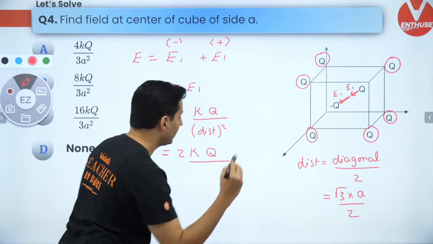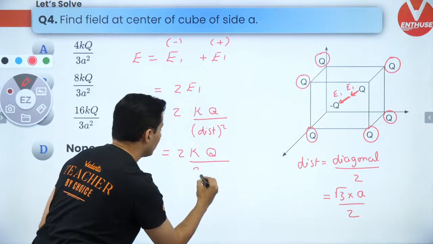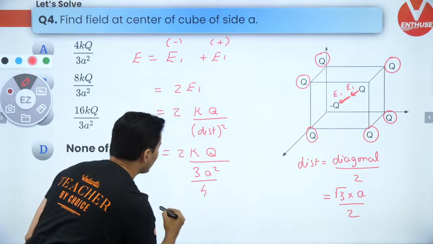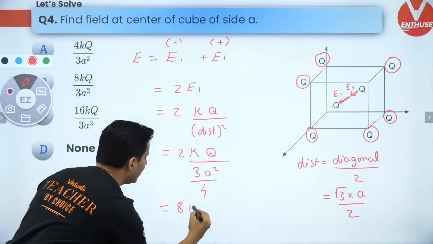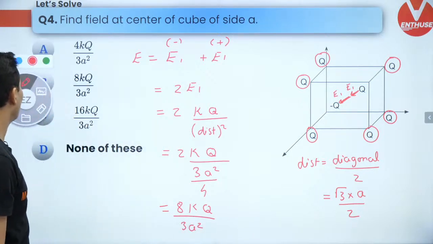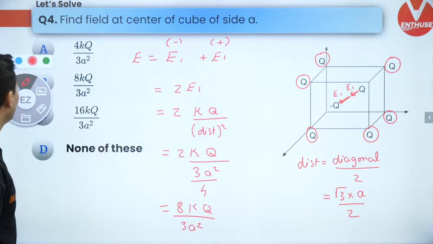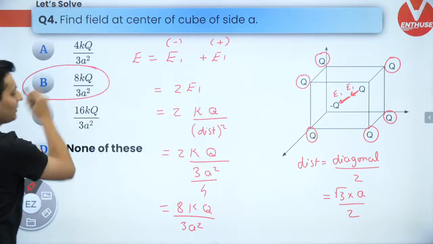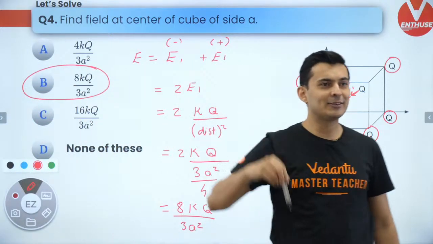2kq divided by the whole square of this, that will be 3a square by 4. So what is going to happen? This is going to be 8kq divided by 3a square. Check this out, 8kq divided by 3a square. That should be option B. Got it, guys?